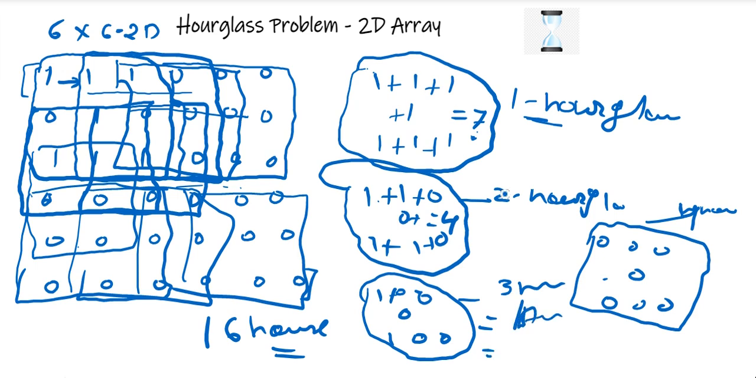Suppose for example, the maximum total sum of any glass we got is 32. So 32 will be the maximum hourglass value. That value we need to find out. Got the idea? Let me explain one more example, so you will get a better understanding.